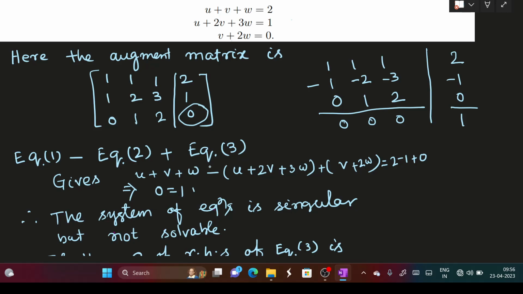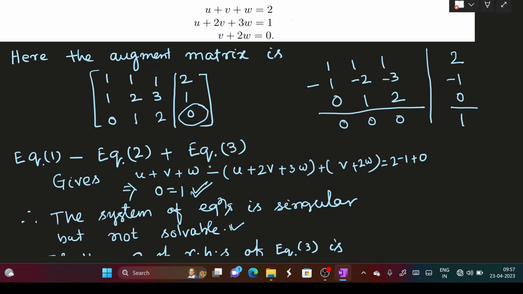So I got this combination which gives me the information that this is a system of equations whose coefficient matrix is singular. At the same time, the left hand side is 0 and the right hand side is non-zero. The system of equations is not solvable. Hence the system of equations is singular but not solvable. This is the conclusion we got.